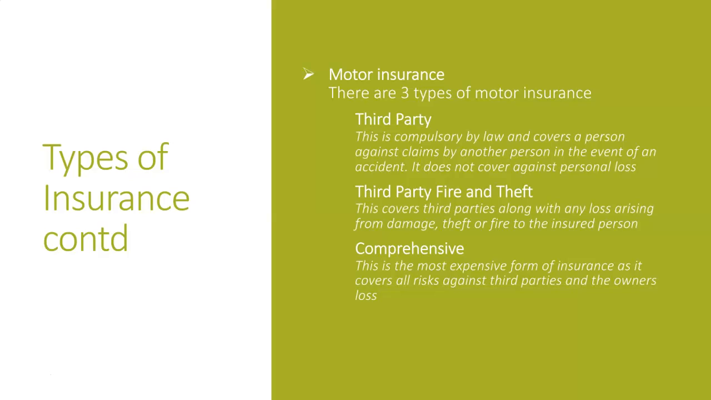Next one is third party fire and theft. This covers third parties along with any loss arising from damage, theft or fire to the insured person. Then the third one is comprehensive. This is the most expensive form of insurance as it covers all risks against all third parties and the owner's loss. So those are the types of insurance costs. So I think that's it for insurance.